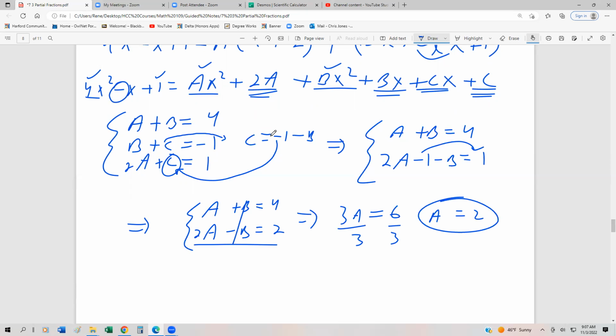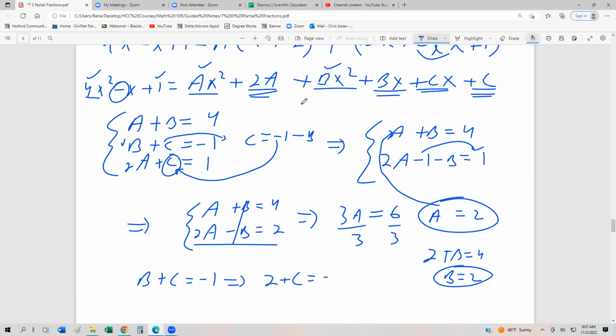Really nice. We know that A plus B is 4. So 2 plus B is 4, or B is also equal to 2. Finally, we know that B plus C is negative 1. We could use either of these, but I'm just going to use this one because it's a little more simplistic. So B plus C is negative 1, which means that 2 plus C is equal to negative 1. C equals negative 3.